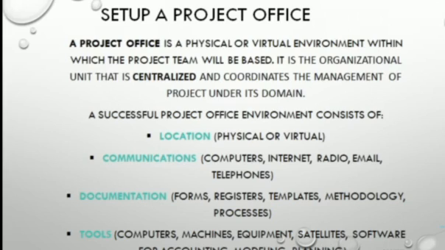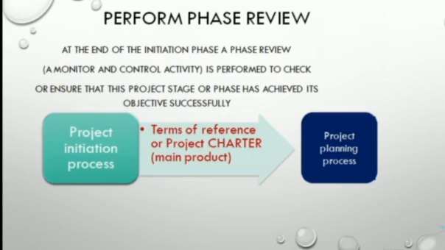Now, once all those things have been done, you come to your business case and the rest of them. Then once you've done all that, the next thing you do is perform a phase review. This phase review is to check and ensure that the project phase has achieved its objective successfully. To check if the objectives have been properly achieved, if things have been properly done and are satisfactory, and this phase is good to go. Once I've done the review and I'm convinced that this phase is successful, what you do next is move to the next phase, which is the project planning phase.